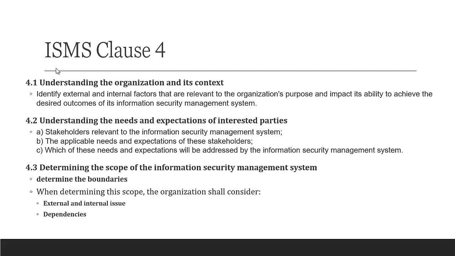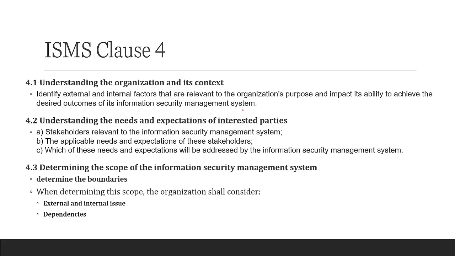If you take 4.1, it talks about understanding the organization and its context. Here you should have visibility of the organization's internal issues and external issues that are relevant to the purpose and that affect the ability to achieve the intended outcome. Here the intended outcome is ISMS 27001. Then we have clause 4.2. Once you identify those issues, you need to identify the relevant interested parties, which is basically used to achieve 27001. And finally, in 4.3, we cover determining the boundaries and applicability of the ISMS.